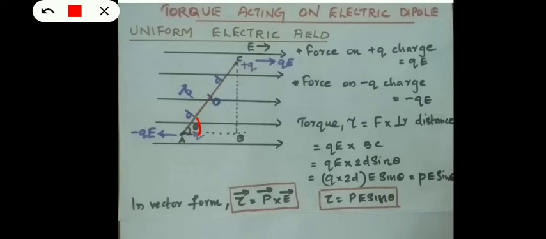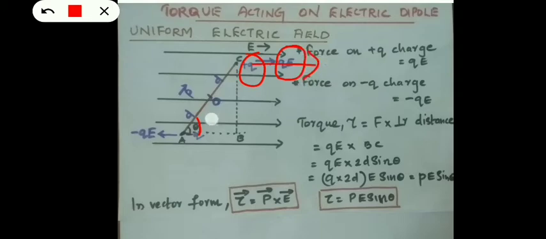Now here we have plus q charge. This plus q charge is placed in an electric field, so it will experience an electrostatic force. And what is that force? qE is the electrostatic force experienced by the plus q charge. And what will be the direction of that force? Yes, since it is a positive charge, the force is directed along that of the electric field.